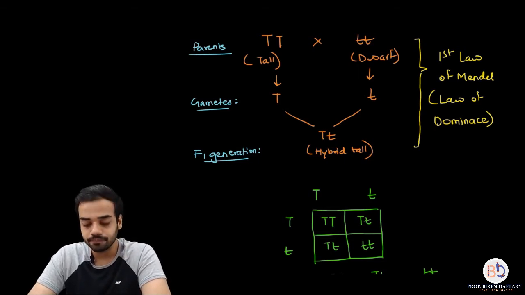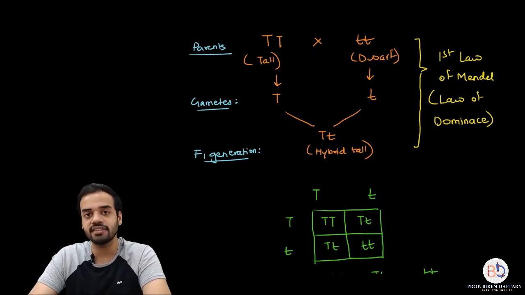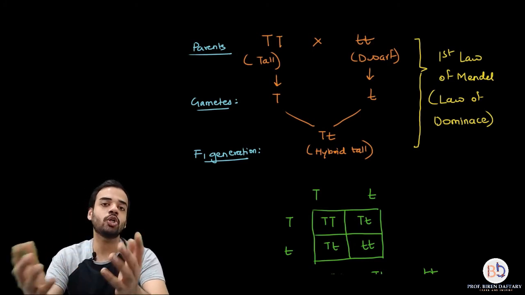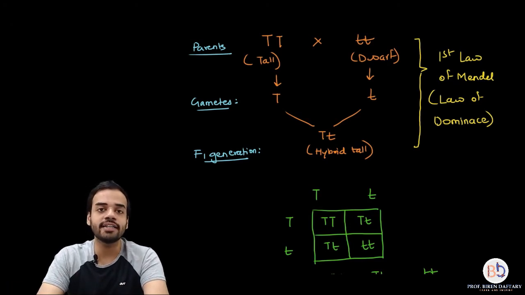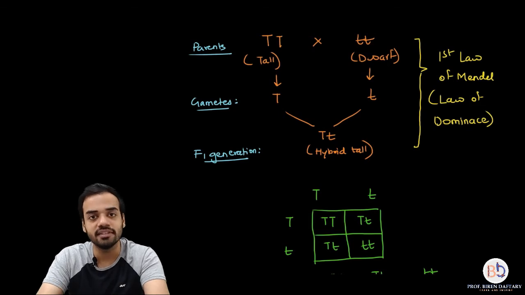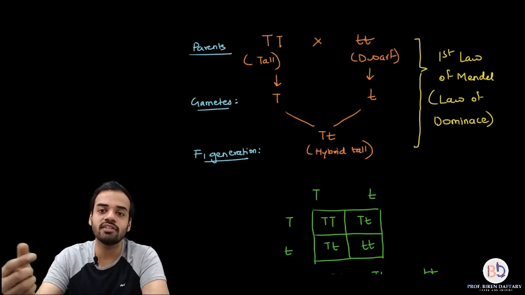Now first of all, I hope everybody knows what alleles are. 2 or more forms of a single gene are called alleles. For example, if I say that the gene is T, then capital T and small t are 2 forms of the same gene, so they are called alleles. If I say that the gene is Y, then capital Y and small y are the 2 forms of the gene, so they are called alleles. So 2 or more forms of a single gene are called alleles.